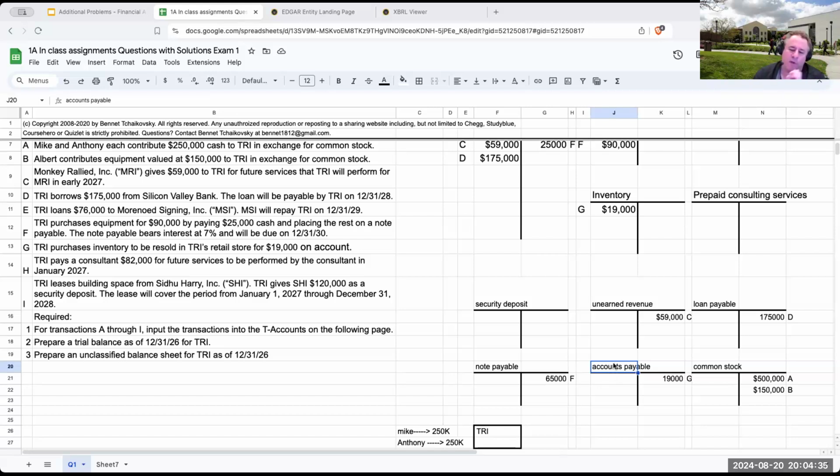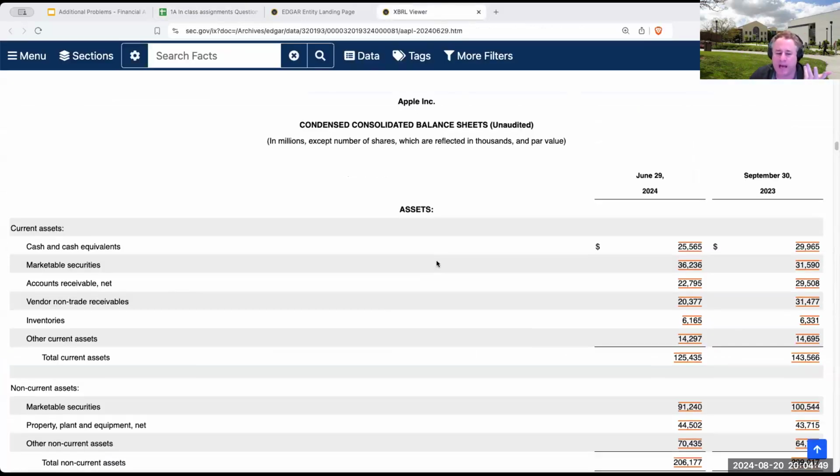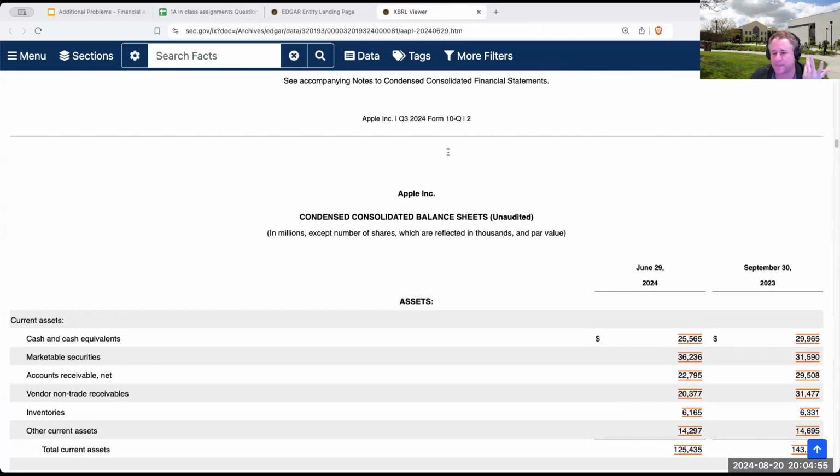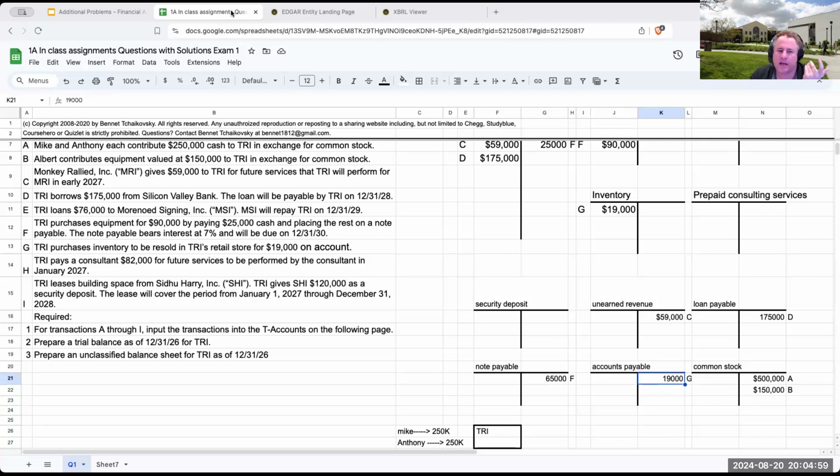For an account payable, I've purchased something like inventory that I'm going to resell on account, meaning I've gone to the vendor and said, hey, will you give us terms? Meaning, will you allow us to pay you back over time. And we see Apple here has 47 billion of accounts payable that they've got to repay. So that's really what accounts payable is.